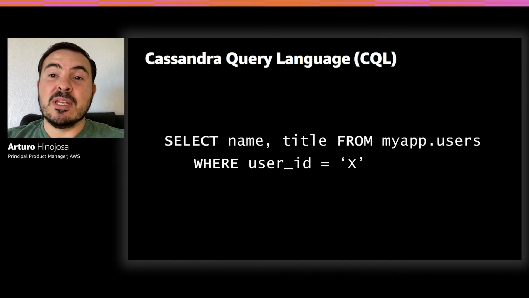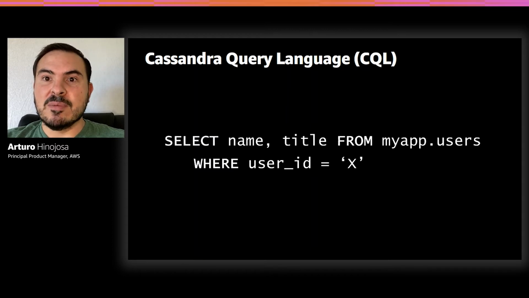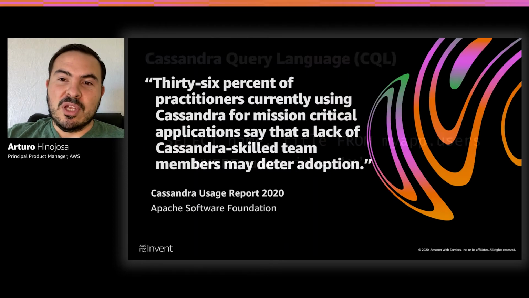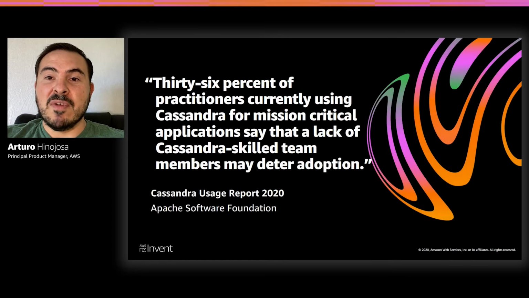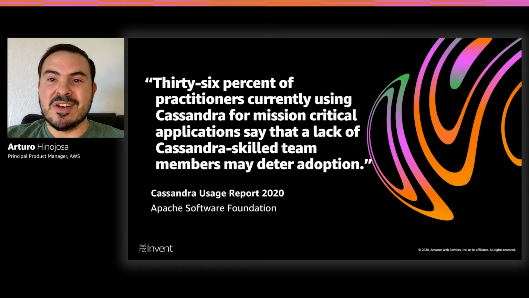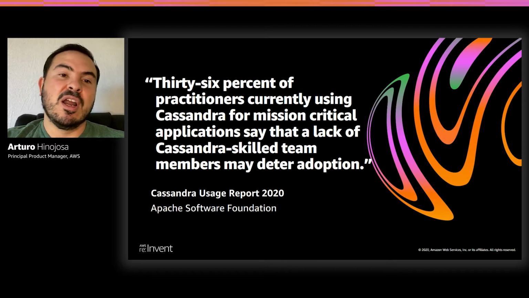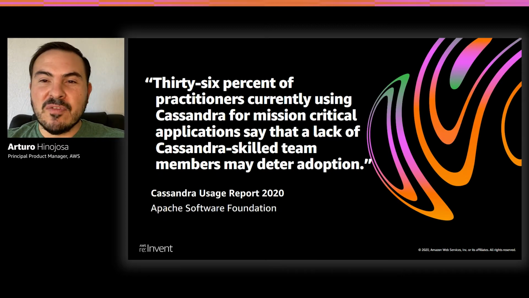However, despite its really good developer experience and really scalable architecture, there are still challenges with Cassandra. A really interesting study from the Apache Software Foundation earlier this year found that 36% of practitioners of Cassandra say that lack of knowledge about Cassandra is inhibiting adoption within the organization. So that's almost 1 in 3 really smart people about Cassandra saying, hey, the fact that we don't all know more about Cassandra means we can't use those skills for more workloads and get the most out of our Cassandra knowledge. And there are a few reasons for that.